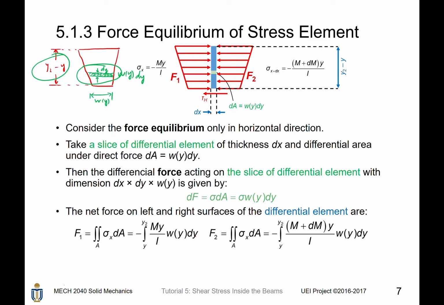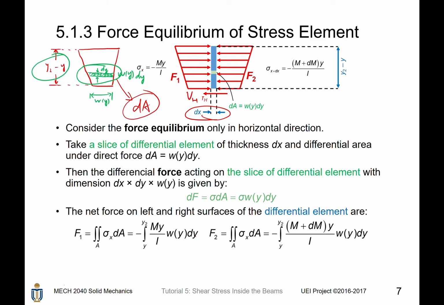So in this way, since at the upper end of this stress element there is no force, then there must be a horizontal shear force that holds this piece in equilibrium. So in the horizontal direction, there is a shear force VH. Now we consider this piece of differential area dA, where dA equals w(y) dy. Then for this differential stress element, its dimension will be dx times dA, which is dx times dy times w(y).